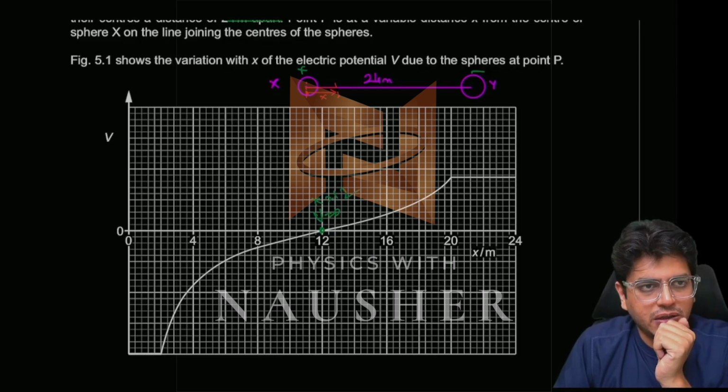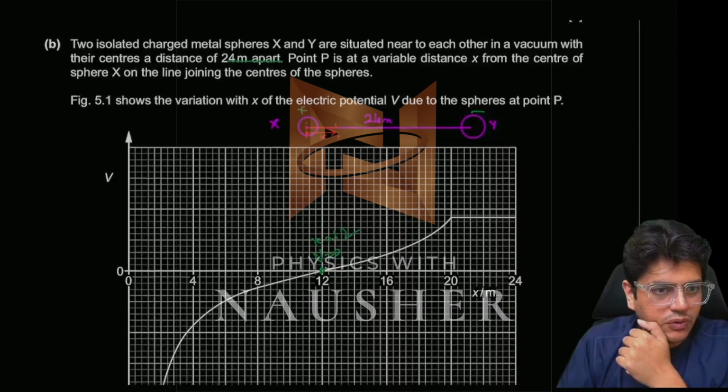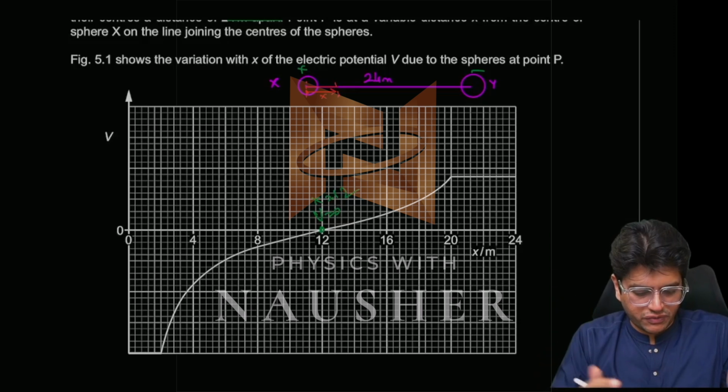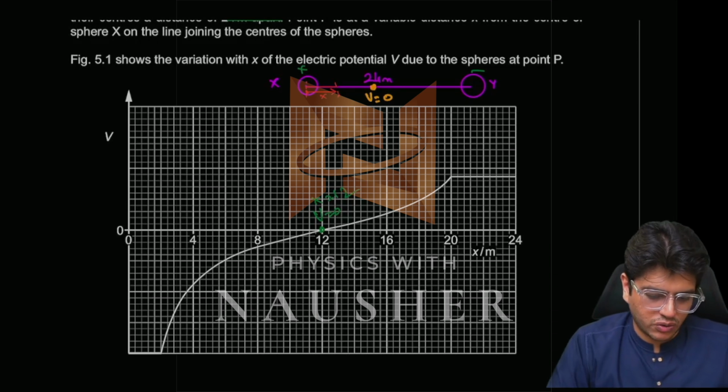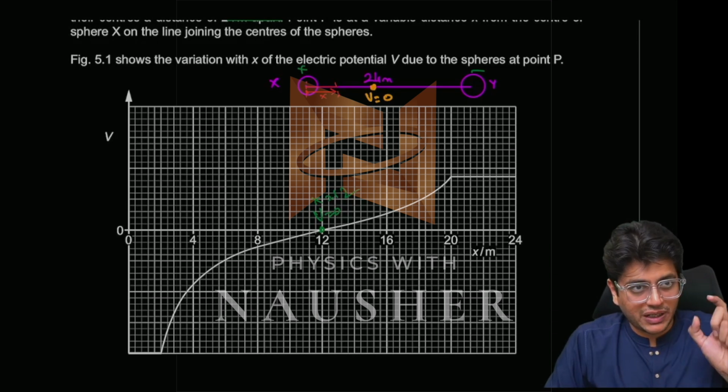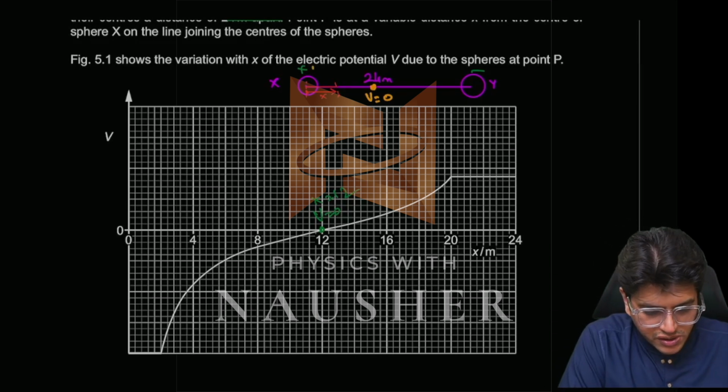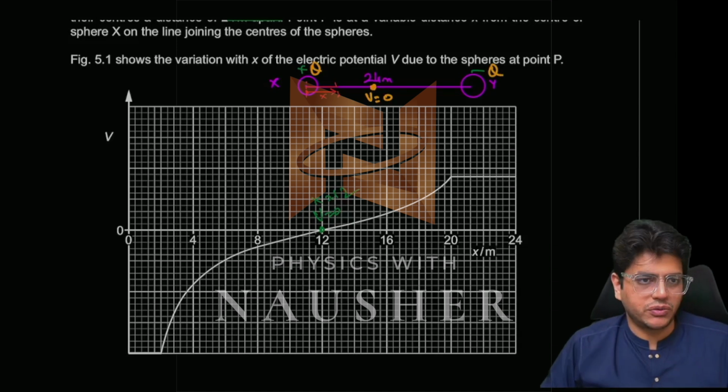And can you see that the overall potential is 0 at x equals 12? What does that tell you? The total distance between them was 24 meters, and right at the center, at 12 meters, the potential is 0. That means that the charges were of the same magnitude.